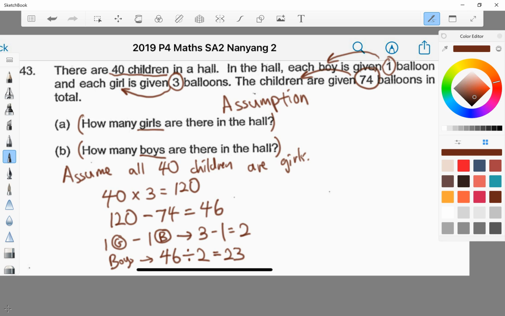Okay, so in this case we are finding part B first. It doesn't actually matter. So to get the part A answer, the total number of girls, right, it is simply just taking 40 minus 23 to give us 17.